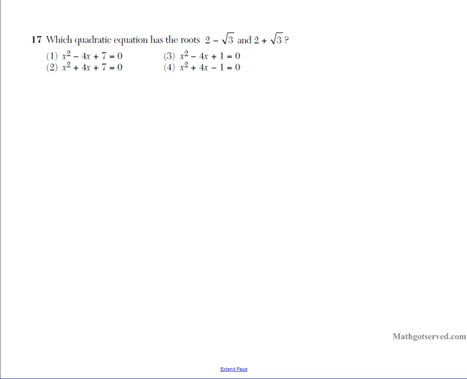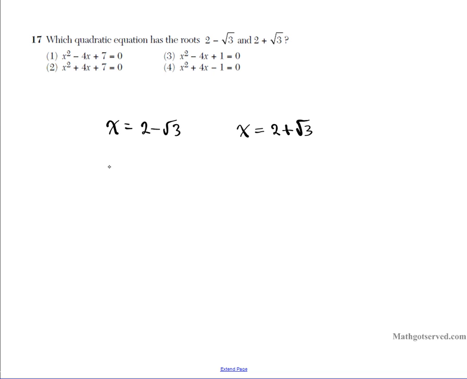All right, let's move on to 17. It says, which quadratic equation has roots 2 minus root 3 and 2 plus root 3? So there are two ways of doing this. For this one, you could do the quadratic formula 4 times and see which one gives you this as a solution, or you can distribute this out. Okay, I'm going to do the latter method I mentioned. I know that my answers are x equals 2 minus root 3 and x equals 2 plus root 3. These are my roots.